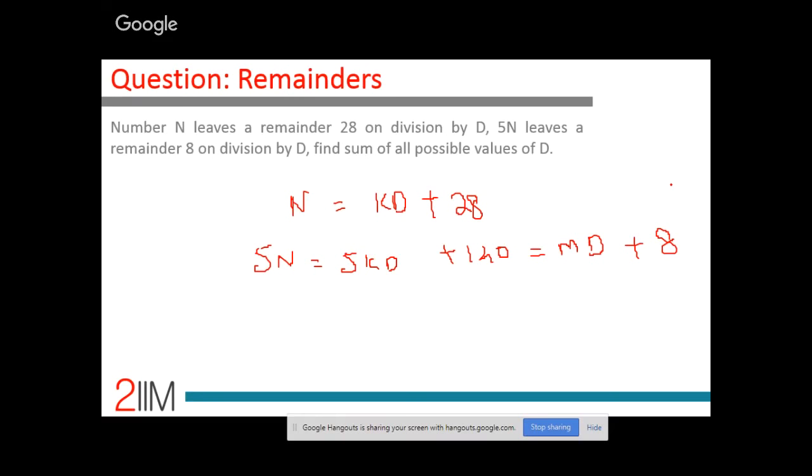Why has that happened? Because our divisor is less than 140. 140 is more than the divisor. So we divide 140 by d to get a remainder of 8. And so what does that mean? D should be a factor of 132. 140 minus 8 is 132. D should be a factor of 132. So it's either 132 or 66.